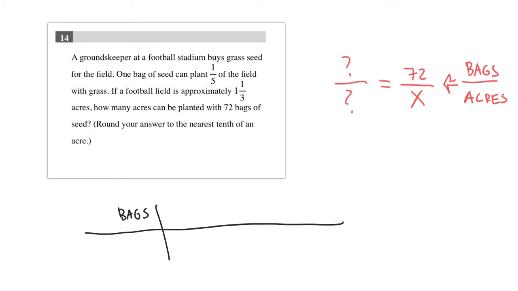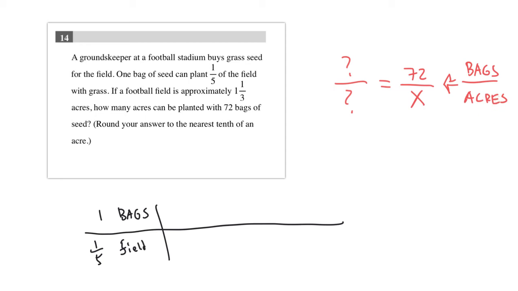And we're going to set up that sort of unit conversion chain scenario. And we're going to look at the clues that they give us. Okay, one bag of seed can plant 1/5 of a field. Okay, so I'm going to write one bag and 1/5 field. Now we want the word bag to be left over after this whole process, because we want bags up top and we want the word acres down below.